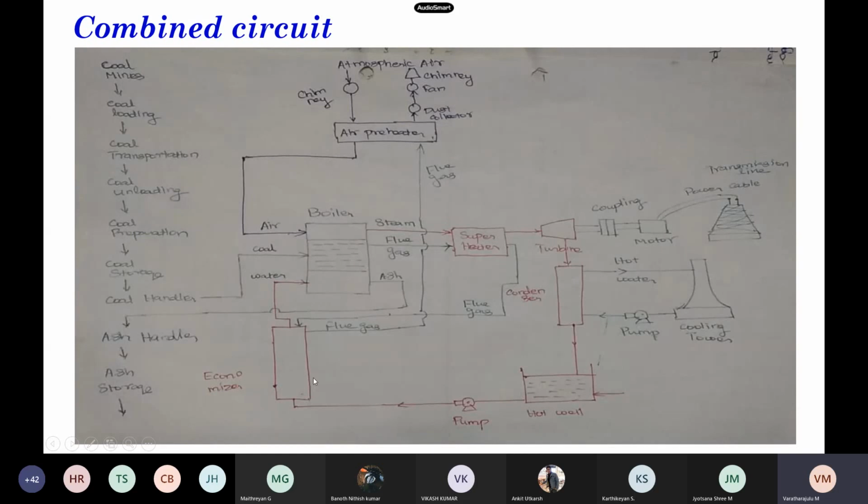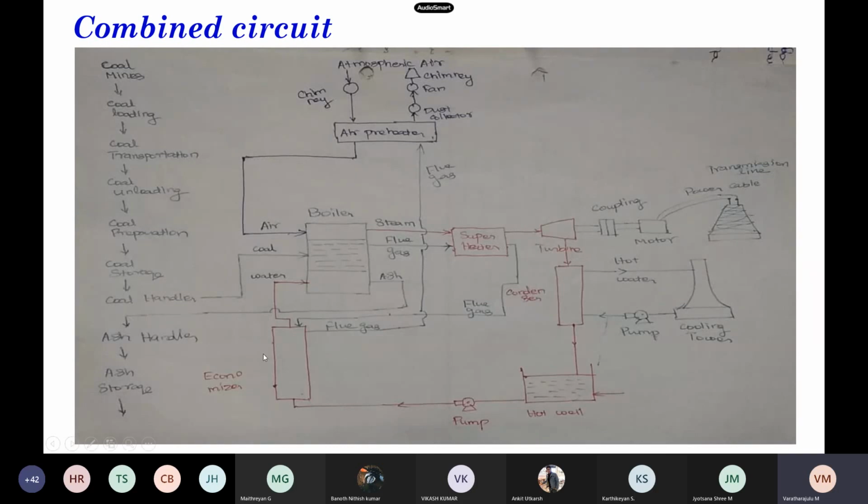The economizer is used to preheat the water. The air preheater is used to preheat the air, and the superheater is used to convert the steam into superheated steam. The other heat exchanger we have is the condenser, at the exit point. Anyway, we'll revisit the video and then come back to this combined circuit and talk about it.